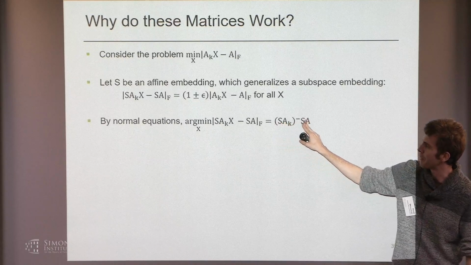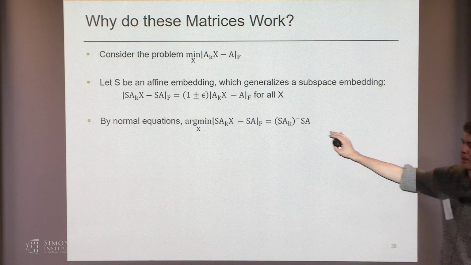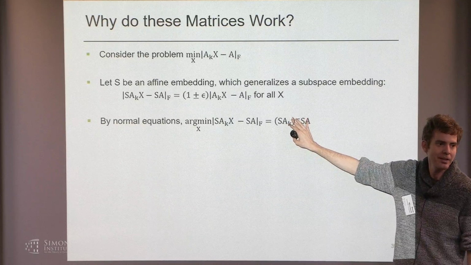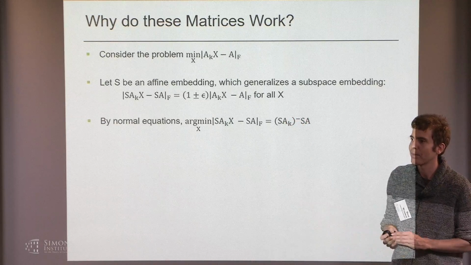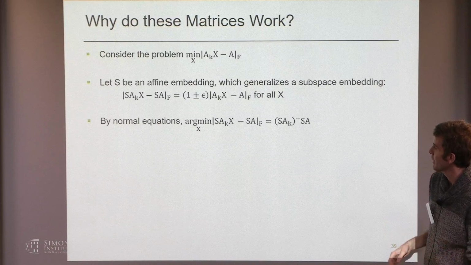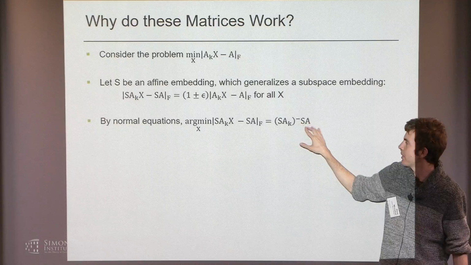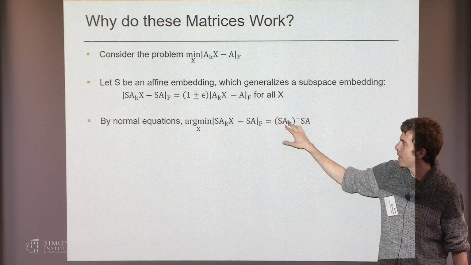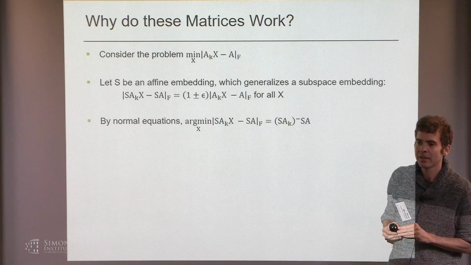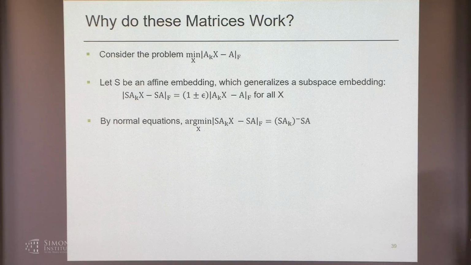So what's one nice property about this matrix? It's rank K, right? And what else can I say about this matrix? Is it the identity? It's not the identity, right? Because it's (SA_k) pseudo inverse times SA. This is just SA. This is a rank K matrix. It's not the identity. But what's that? Yeah, more rows, the pseudo inverse will give you a minimum norm solution.